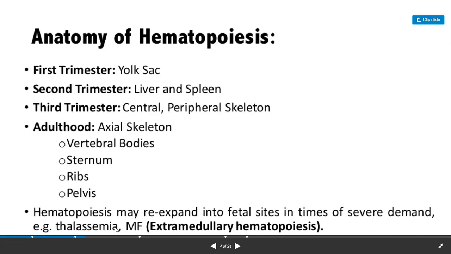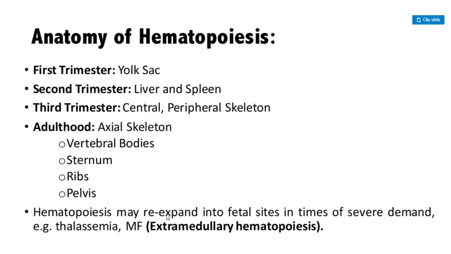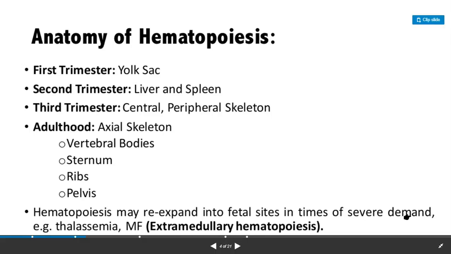Now, hematopoiesis may expand into fetal sites in times of severe demand, e.g. thalassemia. So when there is a severe demand for the production of blood cells, let's say somebody is having maybe sickle cell anemia, where there is a shortage of red blood cells, or thalassemia, where there is also a shortage of blood cells, with abnormal shapes in thalassemia. At that time, your body needs more blood cells. So what does your body do? The bone marrow alone is not enough, or the skeleton alone is not enough, to produce the amount of blood cells that are needed at that time. Why? Because that is the time of crisis. There is severe demand. The person is suffering from thalassemia or maybe sickle cell anemia.